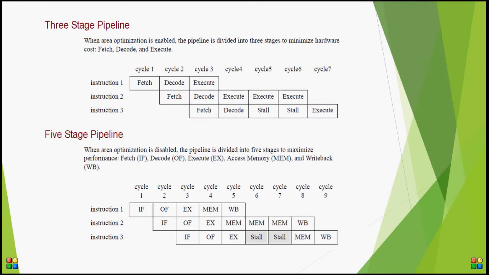Three-stage pipeline. When area optimization is enabled, the pipeline is divided into 3 stages to minimize hardware costs: fetch, decode, and execute. When area optimization is disabled, the pipeline is divided into 5 stages to maximize performance: fetch, decode, execute, access memory, and write back.